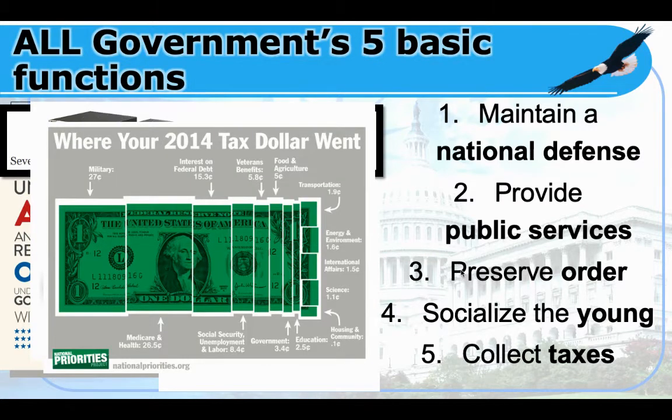And you can see where your tax dollar went. At any point, you can pause the video and check things out. I'm not going to spend too much time, but it's really interesting to see 27% of every dollar taxed goes to the military. That's a lot of money for that. So it's something you can think about.